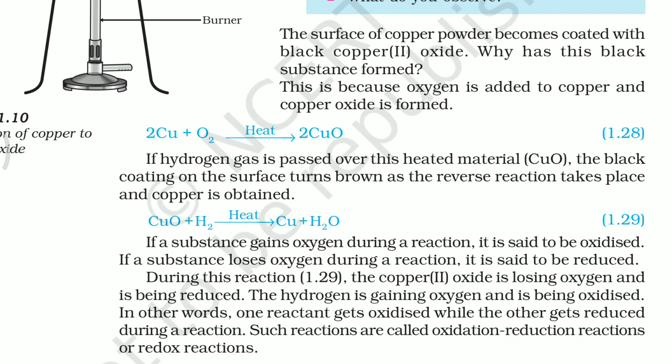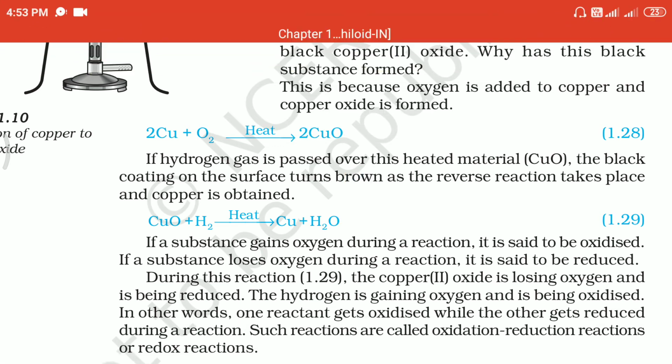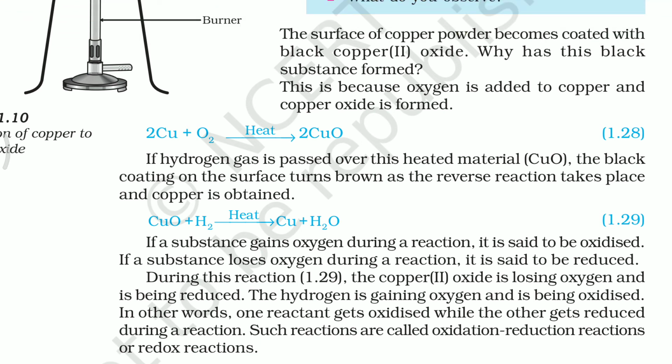The reverse process: after formation of copper oxide, we pass hydrogen gas over this heated material. The black coating on the surface turns again into brown. The reverse reaction takes place and copper is obtained.